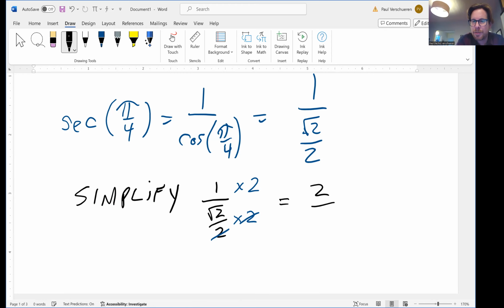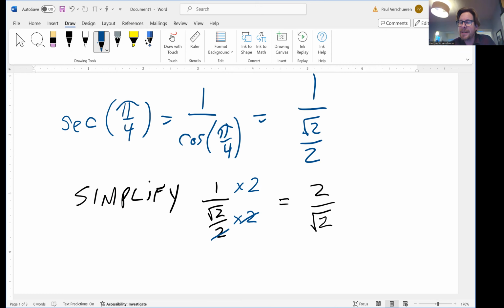And this gives us 2 divided by the square root of 2. Now that's a little better. It's no longer a fraction with a fraction, but it still isn't fully simplified because a fully simplified fraction does not have any radicals in the denominator. And that square root of 2 would be a radical within the denominator.